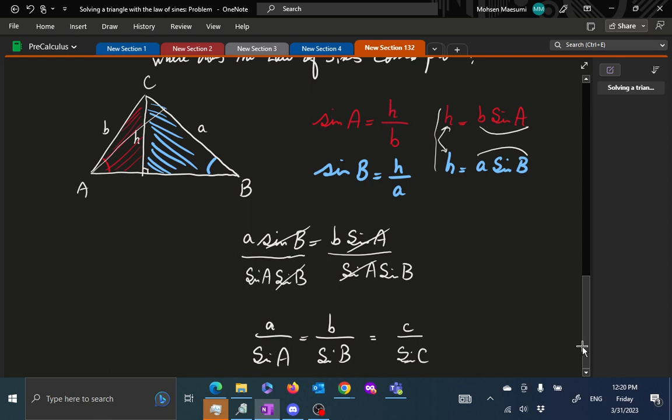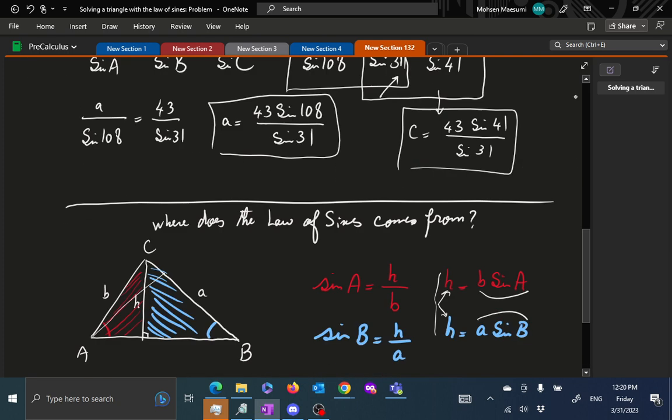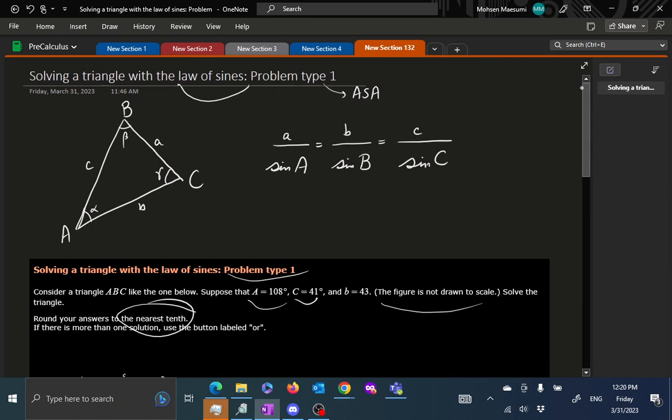So you stay on the track, try to learn the proof and try to reproduce the proof, and then after you stay with the topic for a while, these kind of things become second nature to you as well. Okay, so what we did here, we looked at the ASA type, angle-side-angle, for application of law of sines to solving a general triangle.